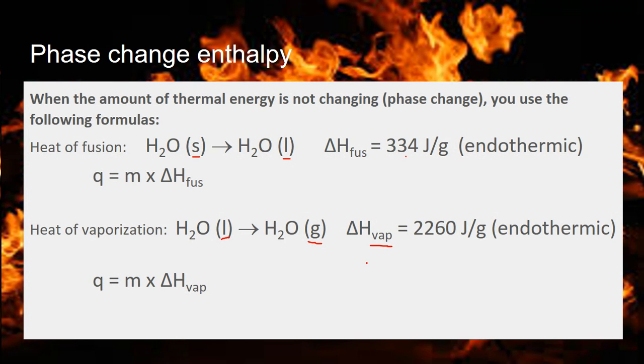For vaporization, as with fusion, the opposite reaction would be exothermic. So making a liquid into a gas is endothermic. That would require energy. But to go back to a liquid from a gas would need energy to be removed. And this would be the same amount, but negative, to go from gas to liquid. And we use this equation, heat is equal to the mass times the change in enthalpy of vaporization, to figure out how much heat is required to do those things.